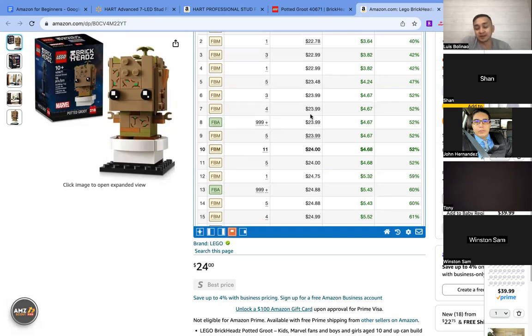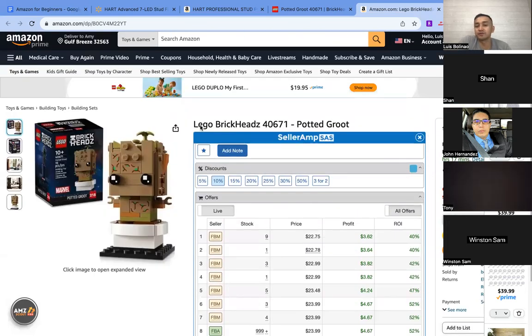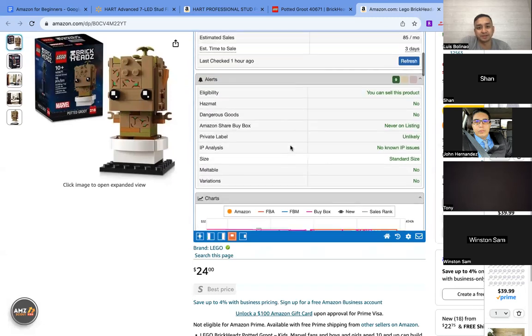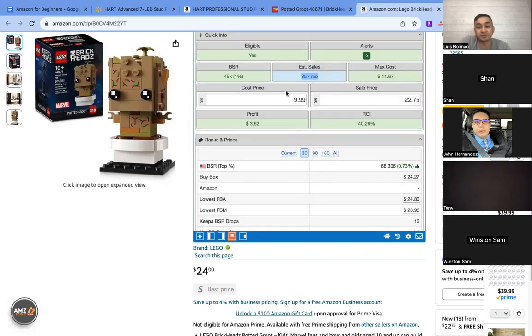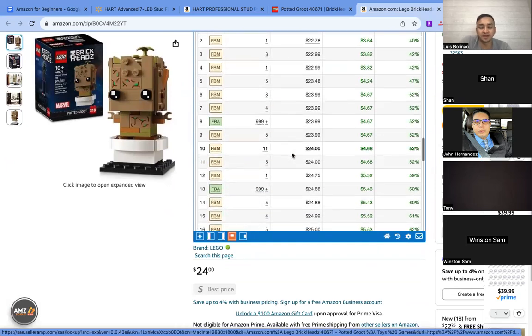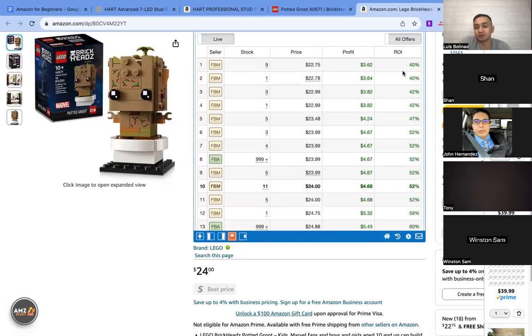This one to me is also a yes, because I like the brand Lego. I know Lego's always going to move because it's a popular brand. The sales per month is not the best, 85 sales a month versus the amount of other people on the listing. It's not really the best ratio, but the ROI is really good. The person who is getting the sales right now is getting a 52% ROI.